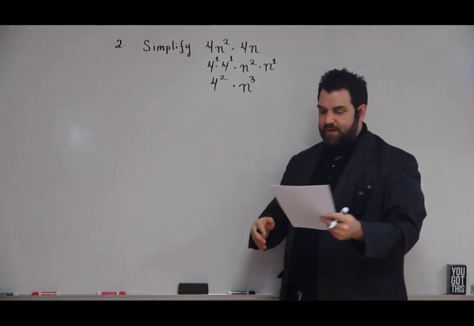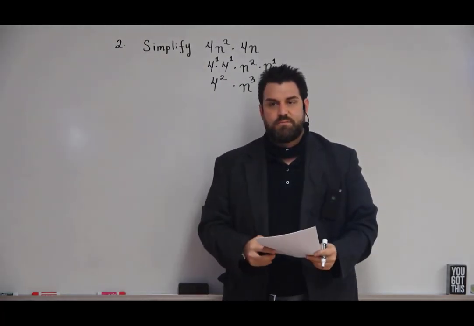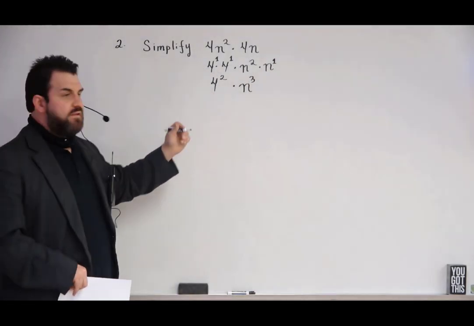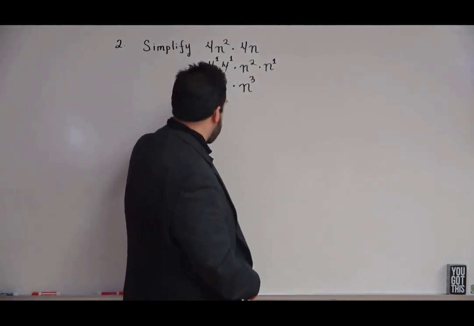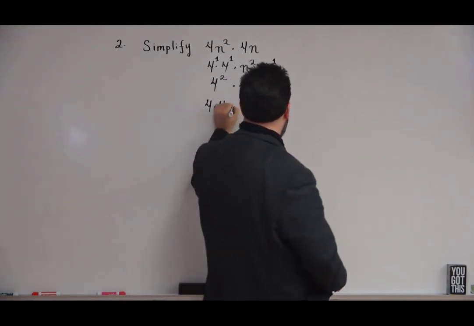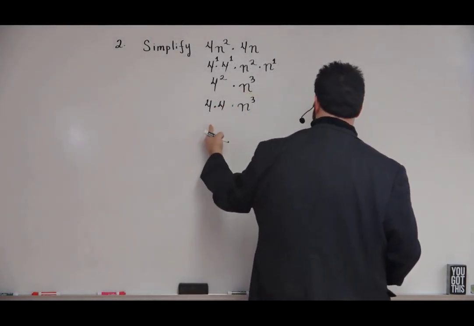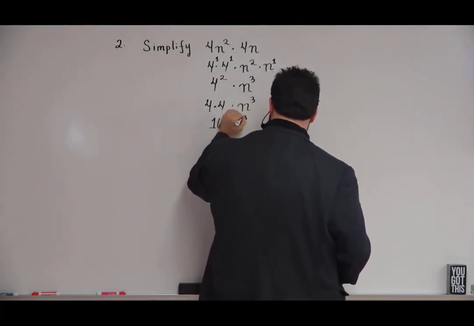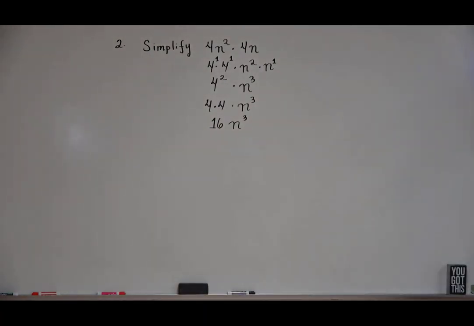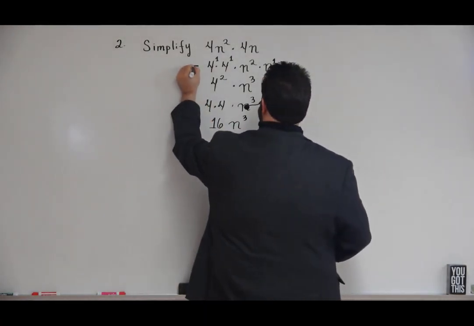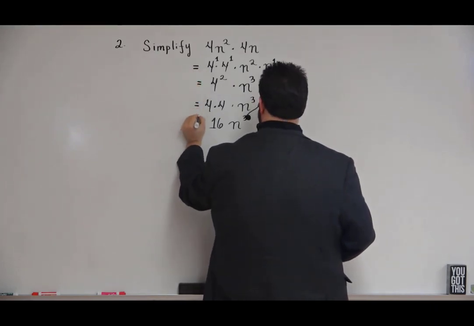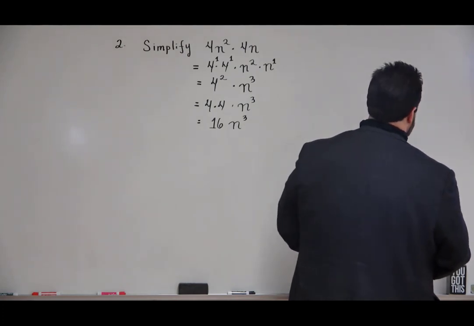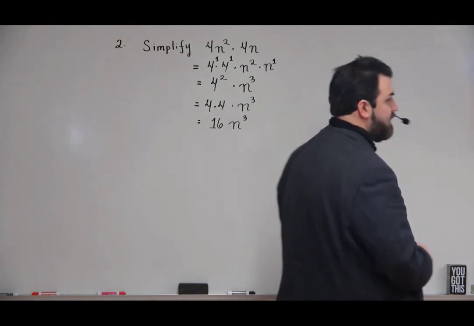Here's one problem. If I look at my answer choices, that isn't one of them. So we need to make 4 squared into the number that it represents. That's 4 times 4 times n cubed. Well, 4 times 4 is 16. So the final answer is 16 n cubed. Each step is equal to the preceding step. 16 n cubed. Please make sure you're writing this down.